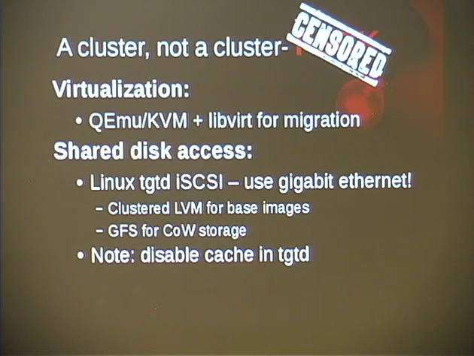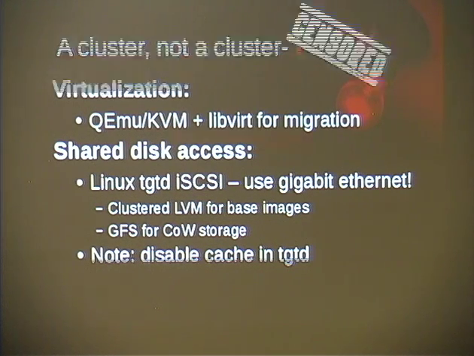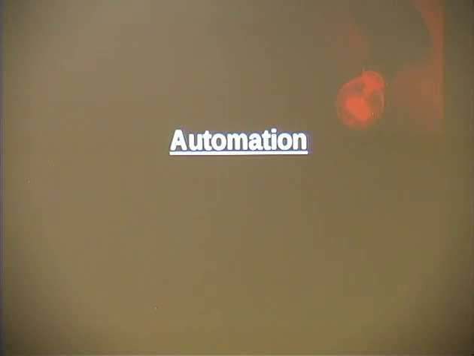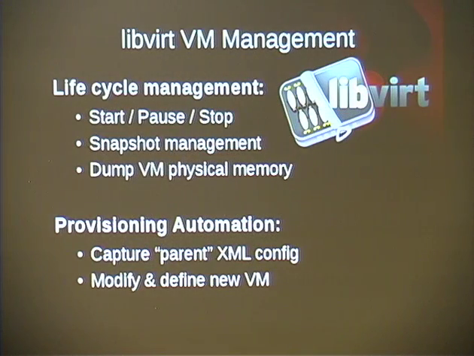But this, like I said, is entirely optional. You can do this all on one system. You don't have to set up this cluster stuff. So automation, making your life easier. libvirt is your VM management platform. That's your start and stop, pause virtual machines, snapshots, and you can also optionally dump your virtual machine's physical memory for analysis with Volatility. This is also where I create my clones.